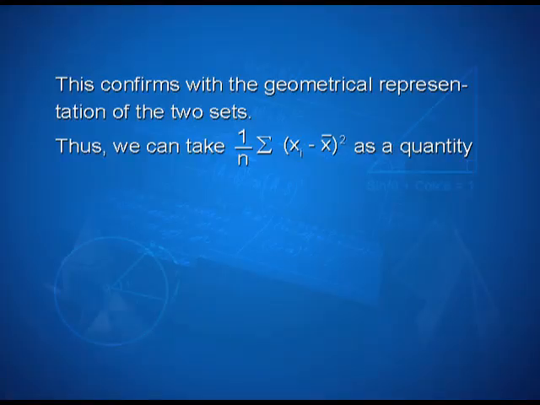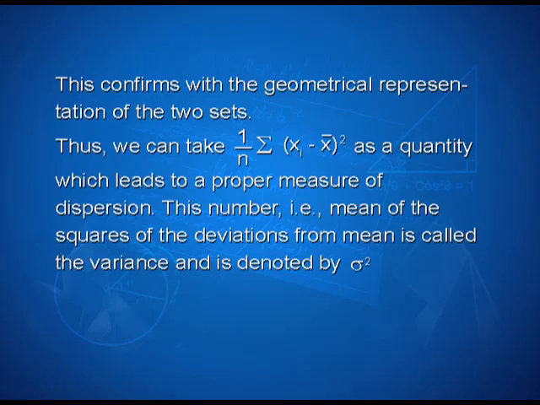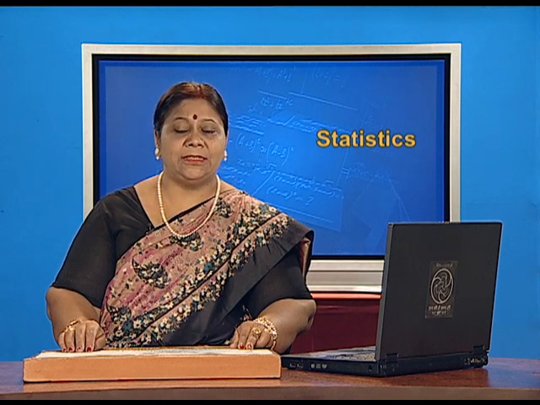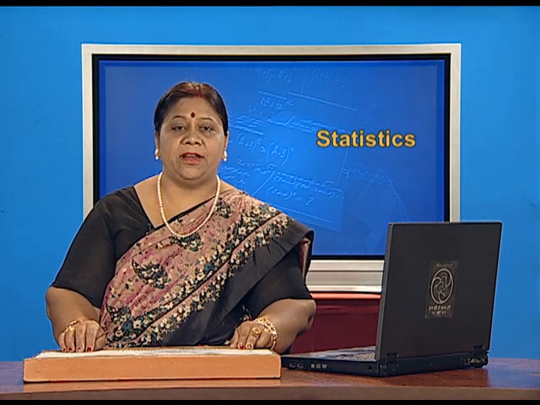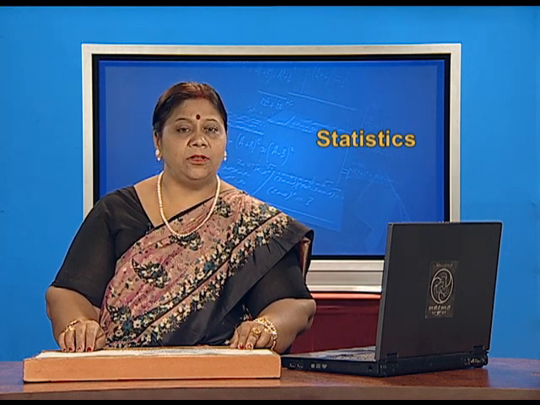Thus, we can take 1 upon n into summation of (xi minus x bar) whole square as a quantity which leads to a proper measure of dispersion. This number, that is the mean of the squares of the deviations from the mean, is called the variance and it is denoted by sigma square. Therefore, the variance of n observations x1, x2 and so on up to xn is given by sigma square is equal to 1 upon n into summation i varying from 1 to n of (xi minus x bar) whole square.